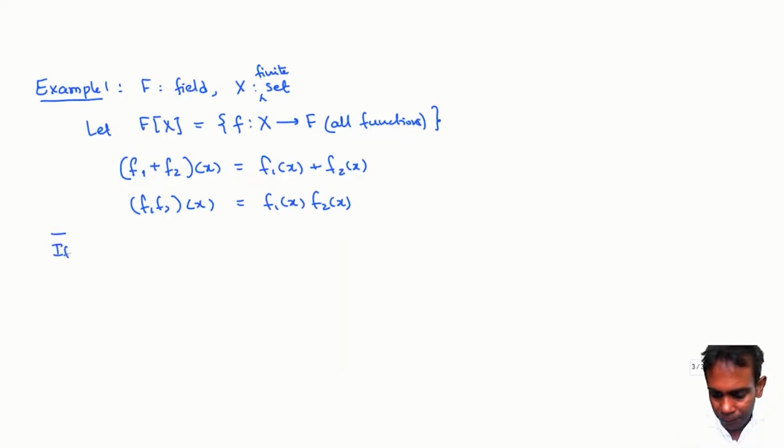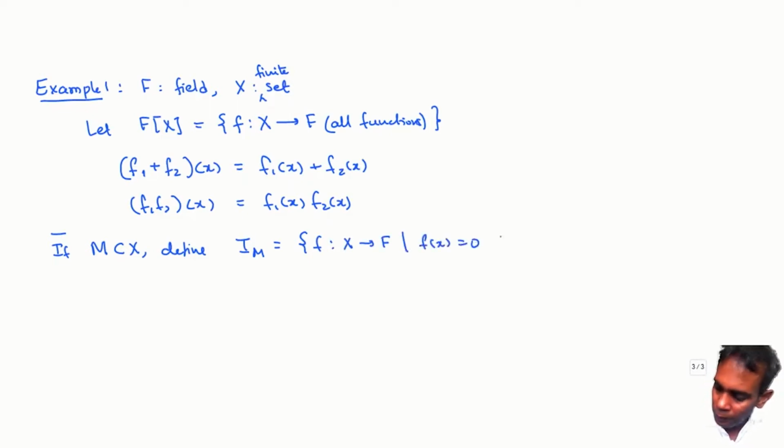So if M is a subset of X, define I_M to be the set of all f from X to F such that f(x) equals 0 for all x in M. So this is the set of all functions whose restriction to M is identically 0. Now if you have a function which vanishes on M and you multiply it by any other function whatsoever, then the product will again vanish on M. So this is an ideal.